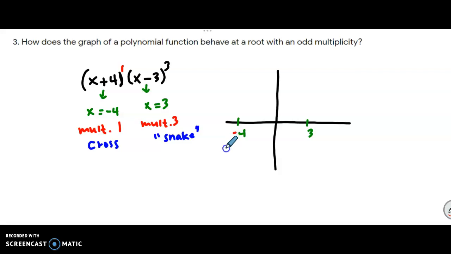It's going to go through -4, and then it's going to snake through something like that, right? I hope you can tell the difference. So it doesn't just go straight through it, it kind of curves and snakes through it. So anytime you have an odd multiplicity, it's going to snake through when it's bigger than 1. If it's just 1, it just goes right through it, okay?